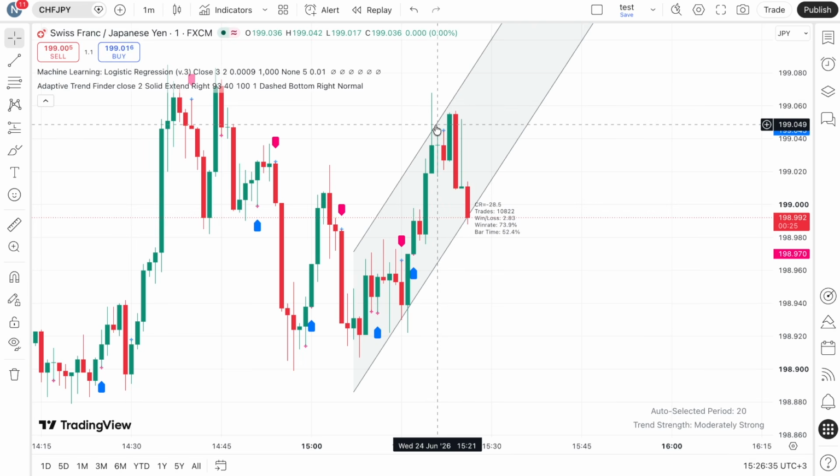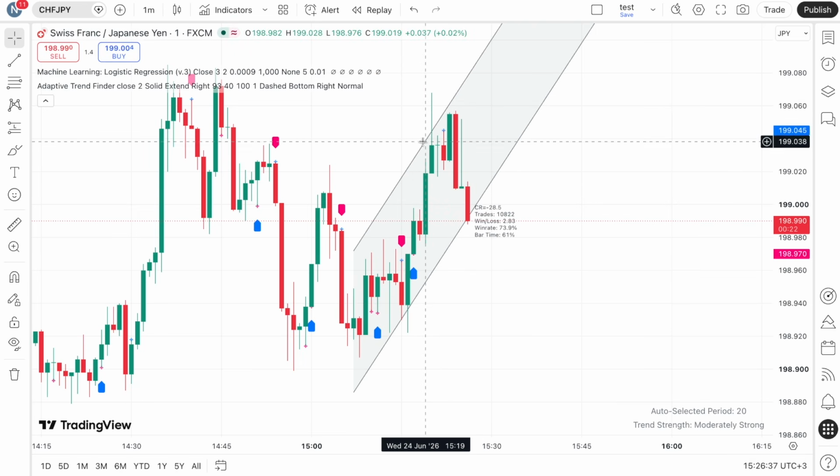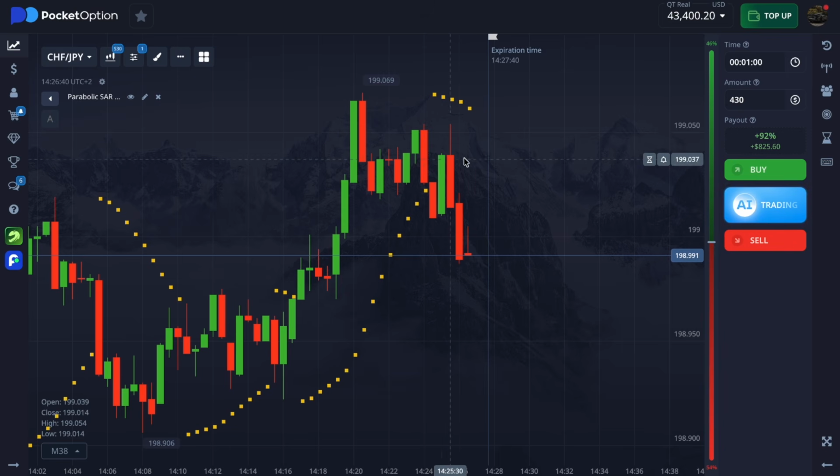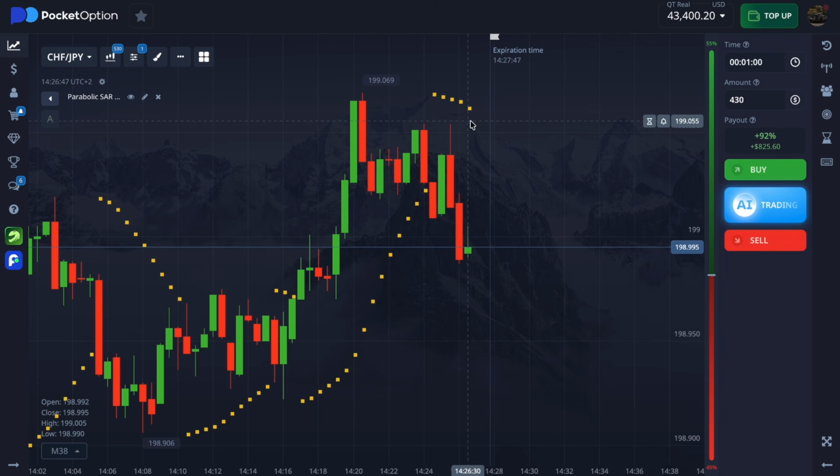According to the first condition, I see that we are below the upper boundary of the channel. However, the SAR indicator started indicating a price reversal and now the price is going down. Therefore, I am not entering into a trade on this chart.